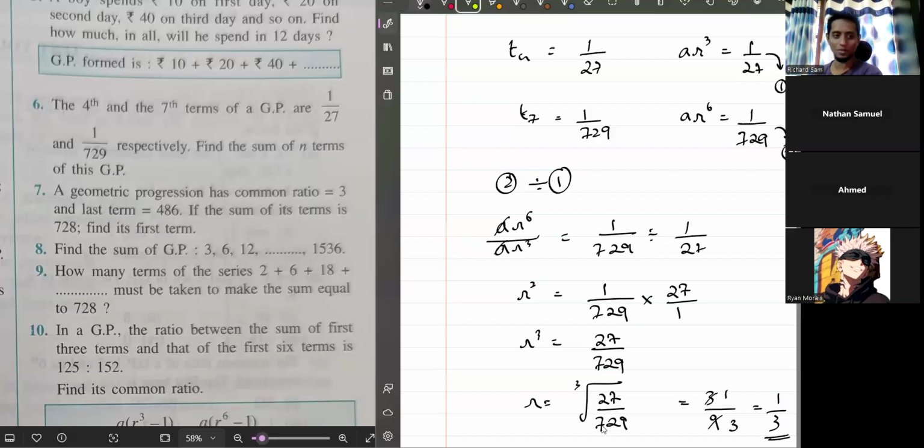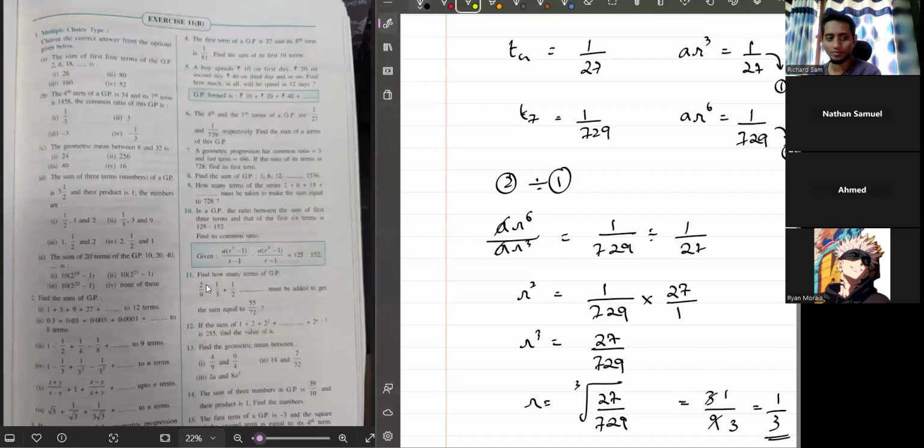Unless you want to solve some more in this chapter. Note down this.